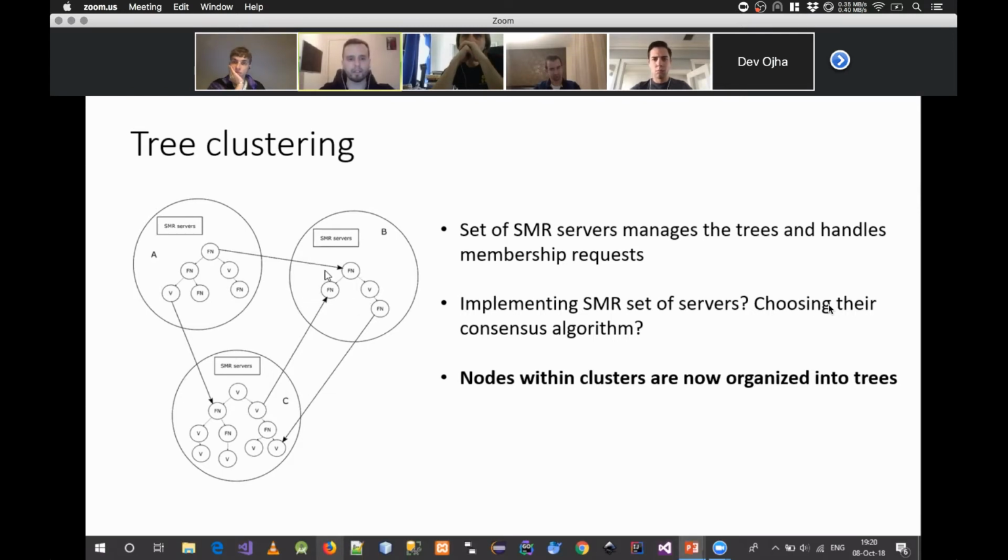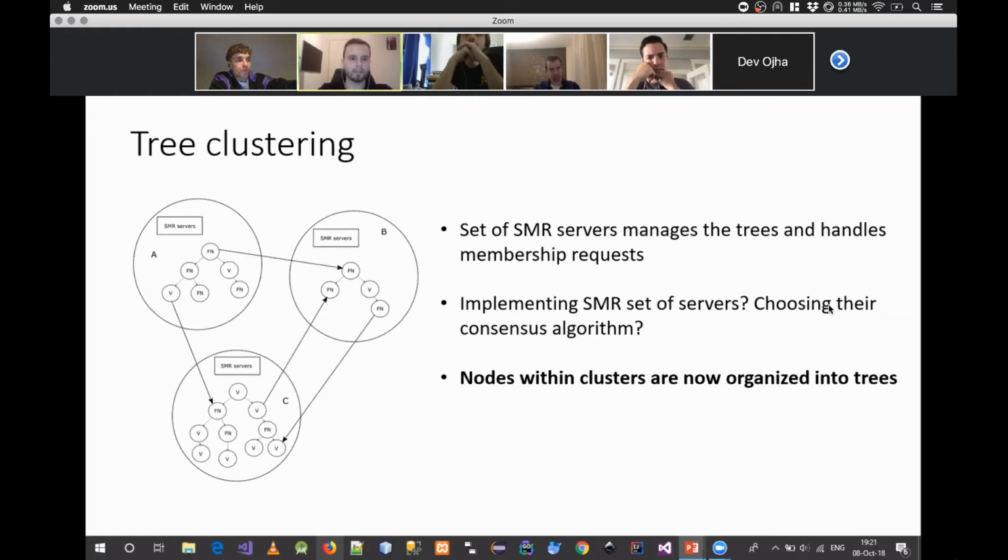For now, let us assume that we have nodes in the cluster that form a tree. The question arises as to who is responsible for managing the tree and who is responsible for handling membership requests, for example, when there is a new node that wishes to become a part of the cluster. We will suppose that the responsibility for that is on a set of state machine replication servers, and that set of servers actually manages the trees and handles membership requests.